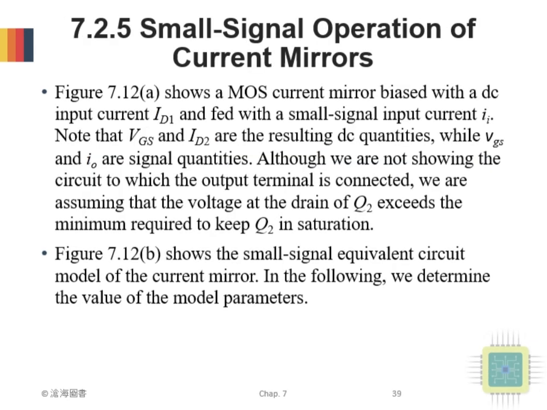Figure 7.12a shows a MOS current mirror biased with a DC input current ID1 and fed with a small signal input current i_i. Note that VGS and ID2 are the resulting DC quantities, while vgs and io are signal quantities. Although we are not showing the circuit to which the output terminal is connected, we are assuming that the voltage at the drain of Q2 exceeds the minimum required to keep Q2 in saturation. Figure 7.12b shows a small signal equivalent circuit model of the current mirror. In the following, we determine the value of the model parameters.